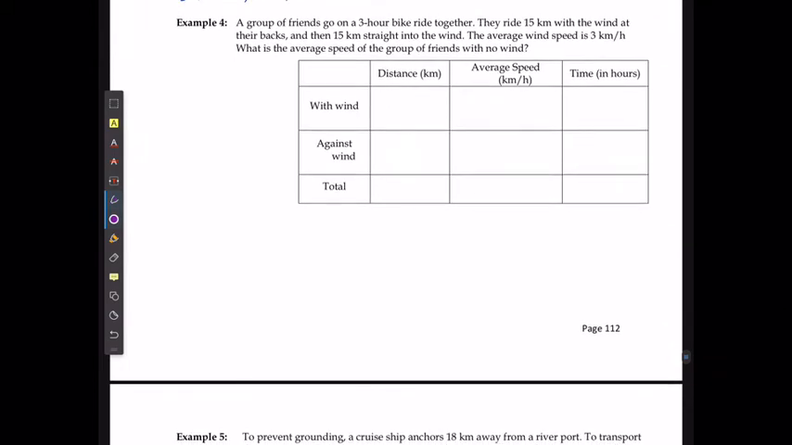For example 4, a group of friends go on a 3-hour bike ride together. They ride 15 kilometers with the wind, and then 15 kilometers straight into the wind. The average wind speed is 3 kilometers per hour. So, when they are traveling with the wind, they travel 15 kilometers. When they're traveling against the wind, they travel 15 kilometers.